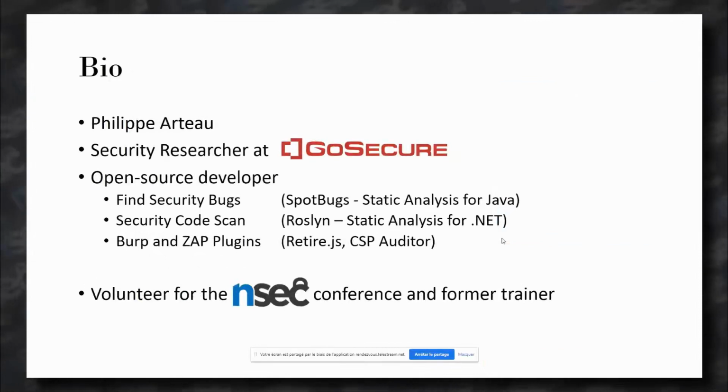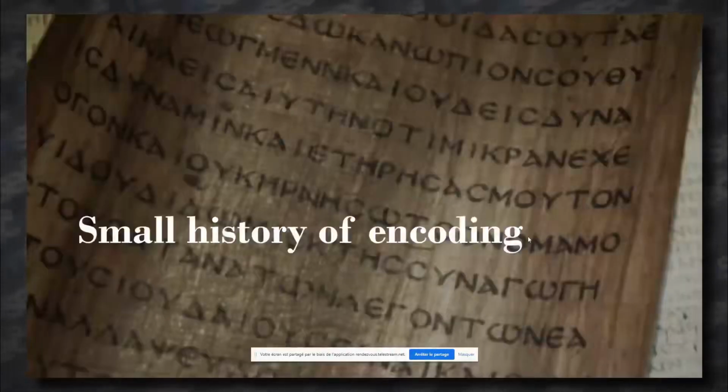So who am I? I already got a great introduction about me a moment ago, so I'm going to go quickly. I'm working for GoSecure as a security researcher in application security. I'm also a volunteer at NorthSec, so I'm often doing CTF challenges depending on the year, but I'm also helping with the website of NorthSec. So before we start, I'm going to go through a basic introduction of encoding.